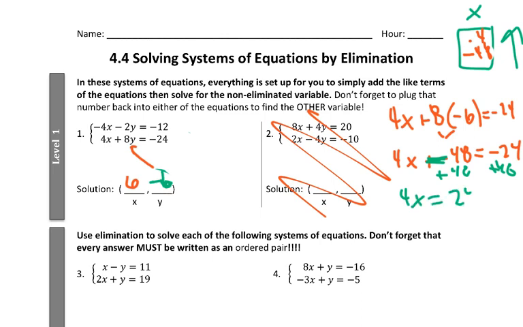4x is going to equal 24. And divide by 4, and x equals 6. Awesome, I got the exact same number for x. So I'm pretty sure I can be confident that I did that right.